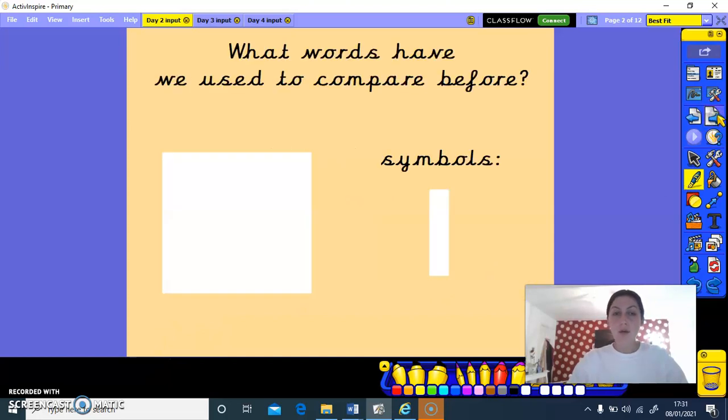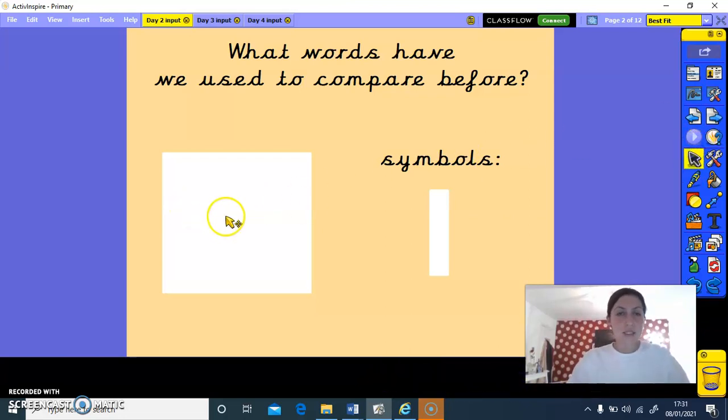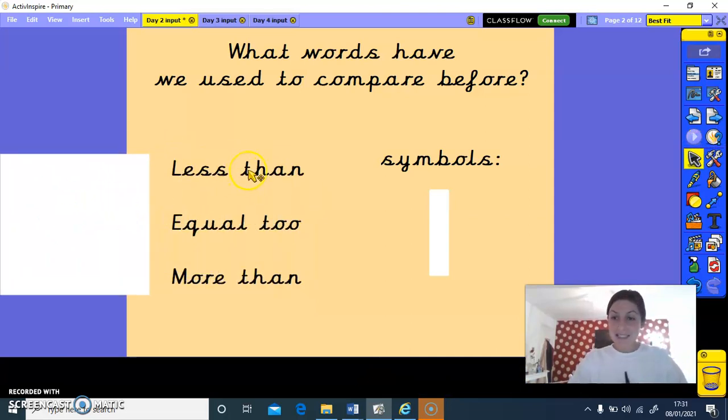So, thinking of this, I wonder if you can think of the words we have used to compare before. And there are also three symbols linked to those words. Let's have a look and see if you are right. We have thought about less than, equal to, and more than, haven't we? Or greater than. And the symbols linked to that is this one here, which would be less than. This one is equal to, and this one is more than.